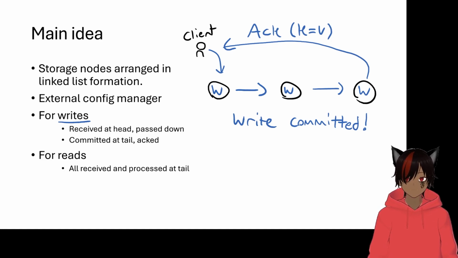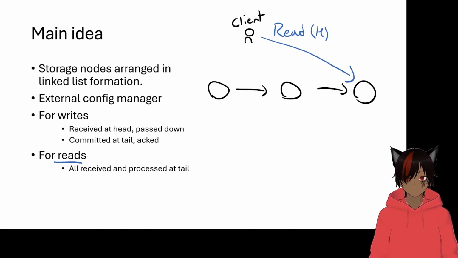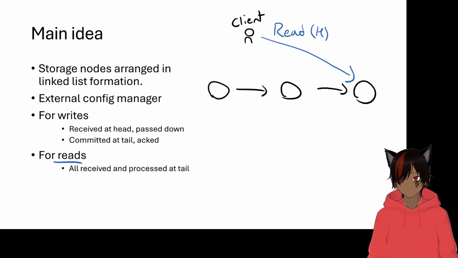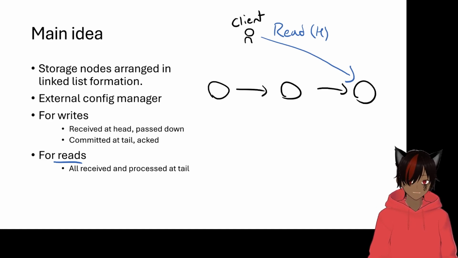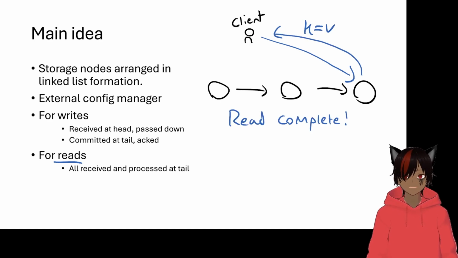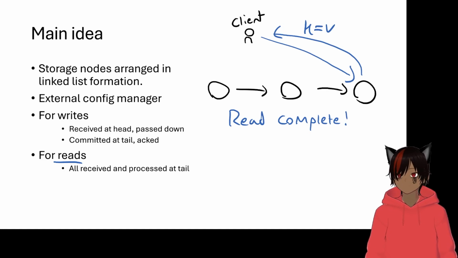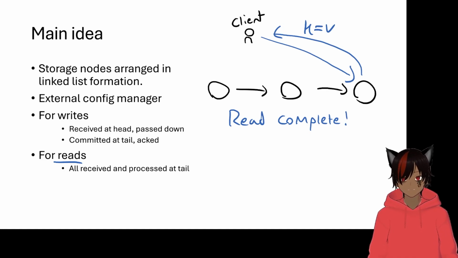For reads, it's a little simpler. The client just sends a read to the tail, and the tail looks up in its in-memory or, I guess, disk or whatever sort of storage. It's got its own data structure. It does the read, and it says, hey, all right, I'll give you the value. And the tail handles every single read. And it's all just processed at the tail.